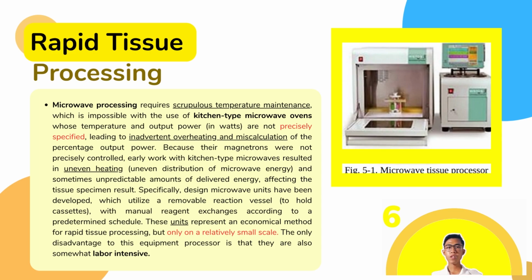Because their magnetrons were not precisely controlled, early work with kitchen-type microwaves resulted in uneven heating or uneven distribution of microwave energy, and sometimes unpredictable amounts of delivered energy affecting the tissue specimen. Specifically designed microwave units have been developed which utilize a removable reaction vessel to hold the cassettes with manual reagent exchanges according to a predetermined schedule.